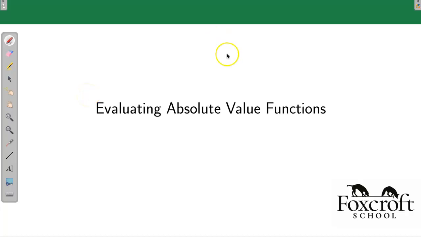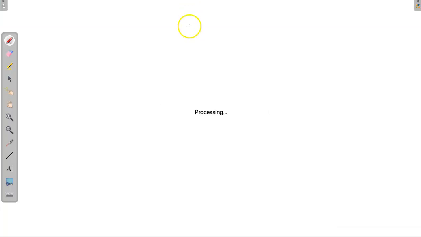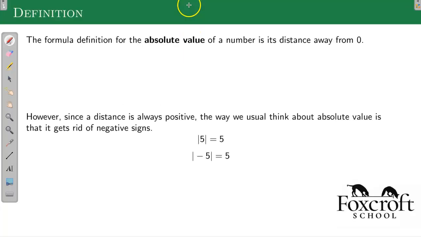In this video, we're going to start working with absolute value functions. All right, so the formal definition for the absolute value is it's the distance away from zero. There's really only one time that I think about it in this way. In general, the basic idea for absolute values is it just takes away the negative sign because the distance is always positive.